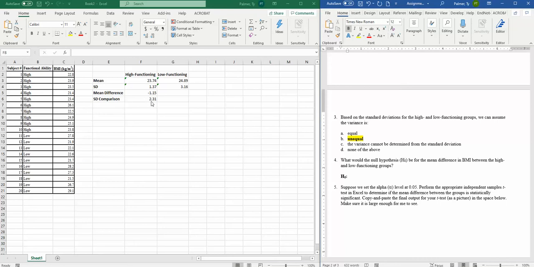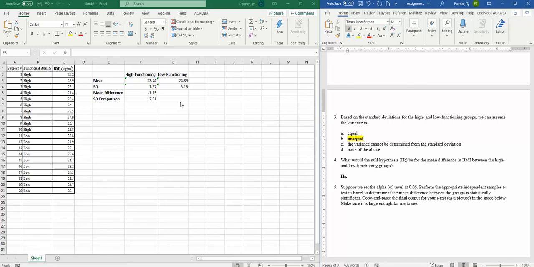Now, if you get a value less than 2, what does that mean? If you get a value less than 2, that means that the standard deviation for the higher group was less than twice as large as the standard deviation of the lower group, or the group that had the lower standard deviation. And so if you get a standard deviation comparison value less than 2, what does that mean? That means that the variance is equal. One standard deviation is less than twice as large as the other. They're fairly comparable with one another. Therefore, we can assume that the variances are equal.